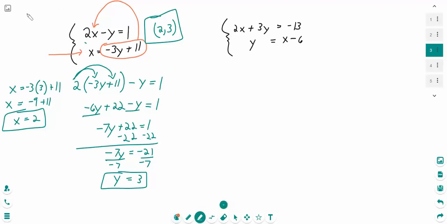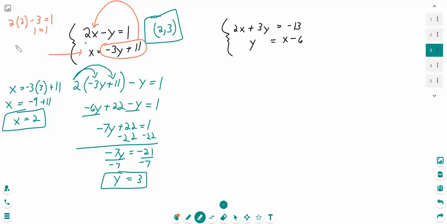Plugging this back in, we'd have 2 times an x, which we now say is 2, minus a y, which we say is 3. That's supposed to be equal to 1 based on this first equation. Is that true? Well, 2 times 2 is 4. 4 minus 3 is 1. So yes, 1 does equal 1.